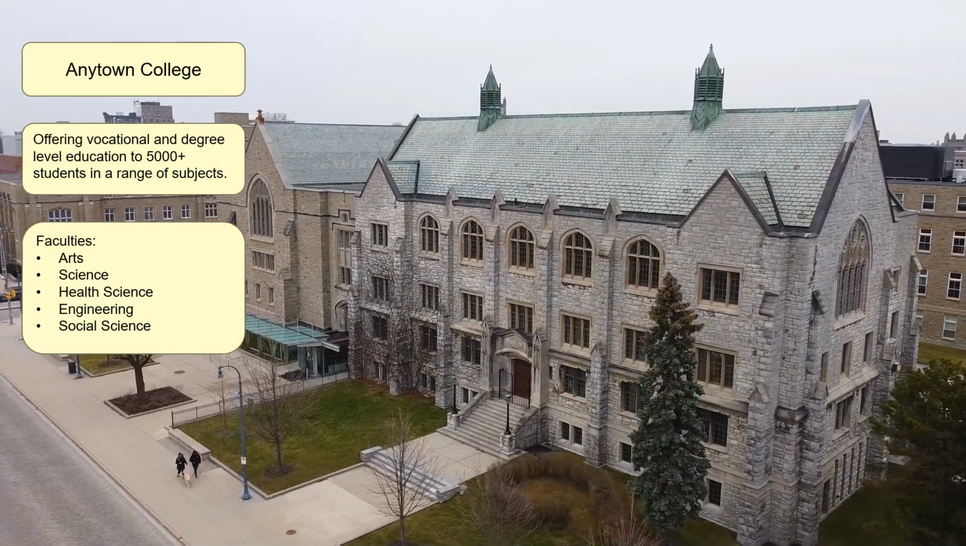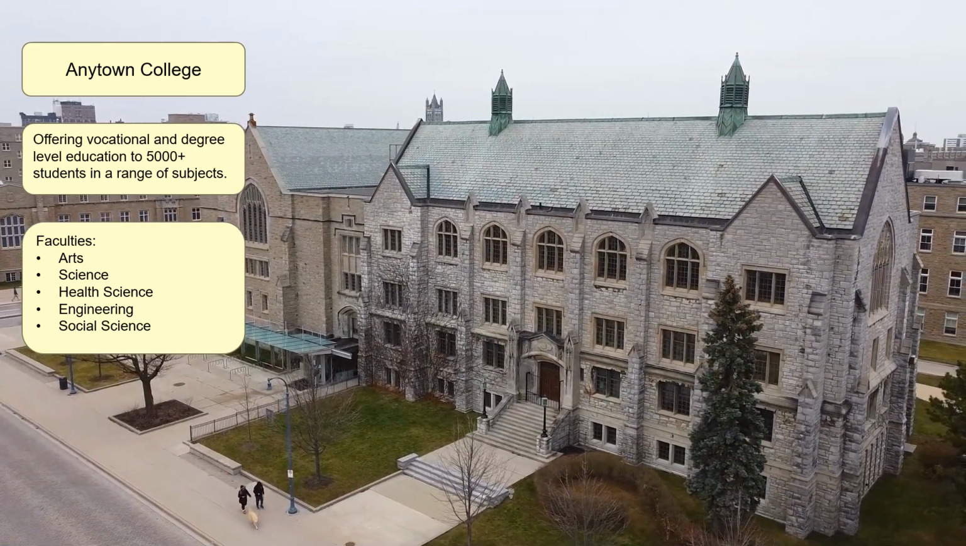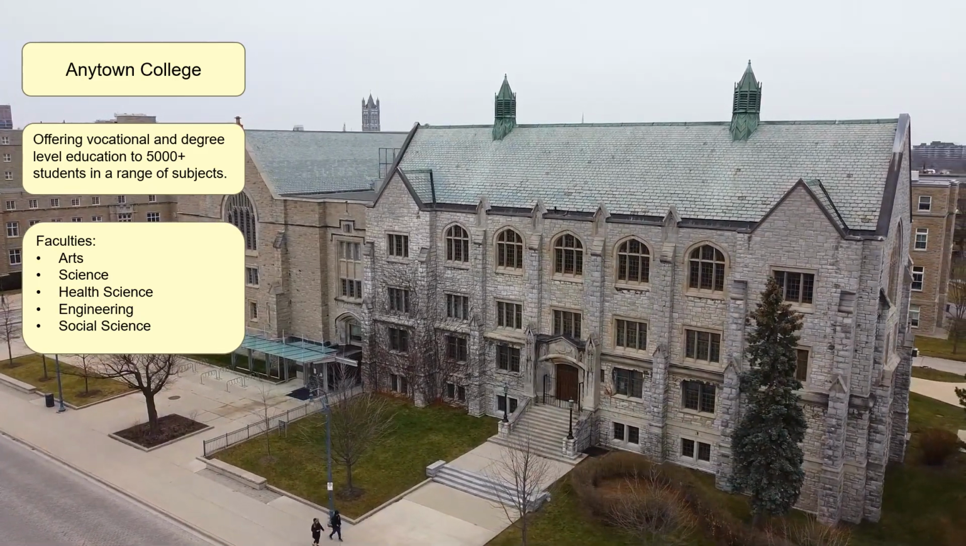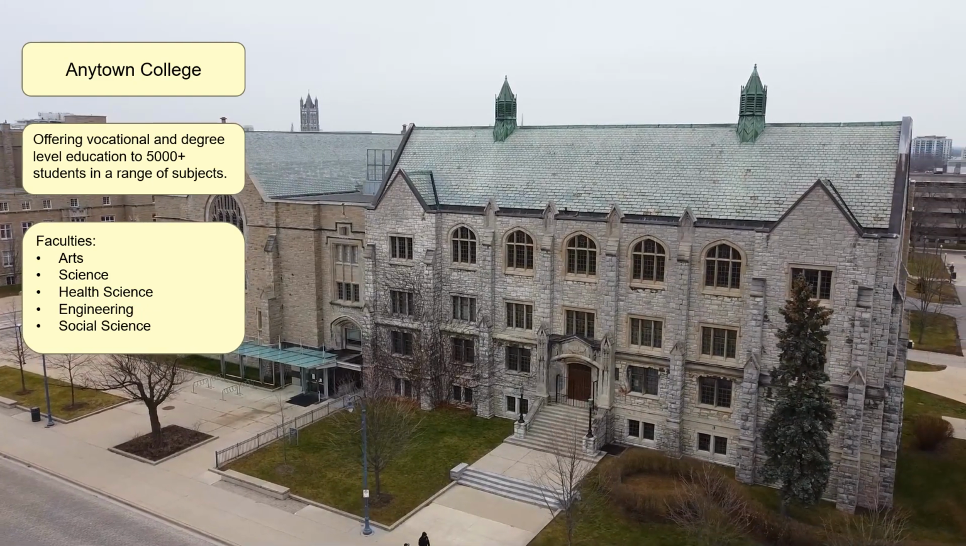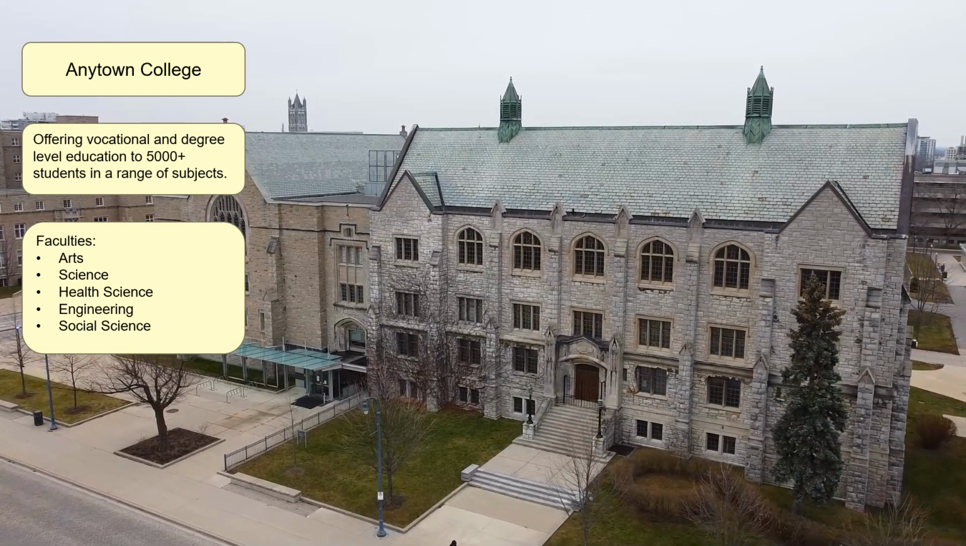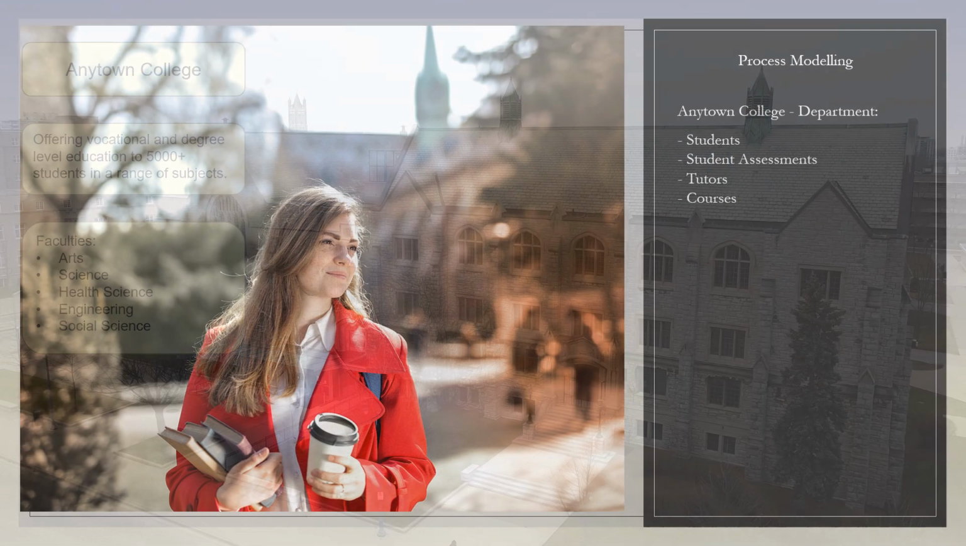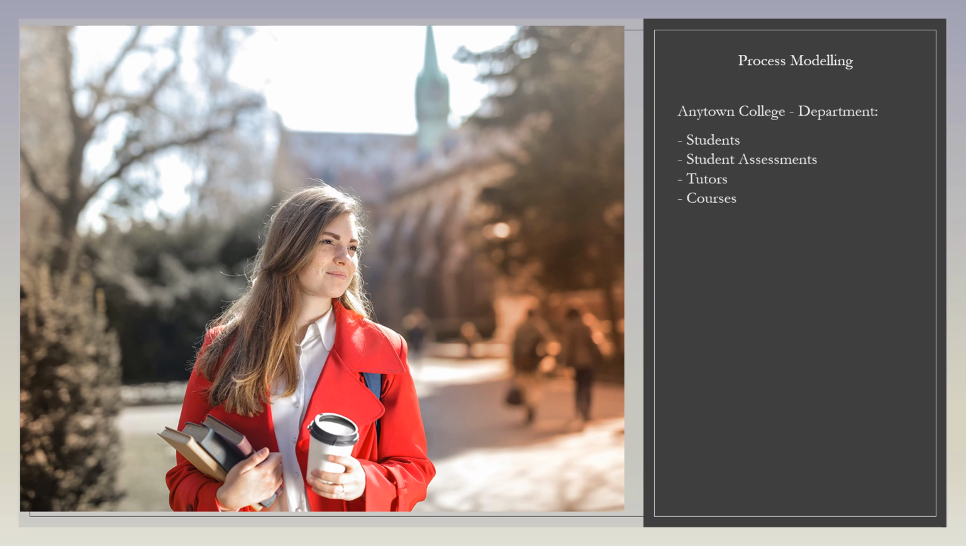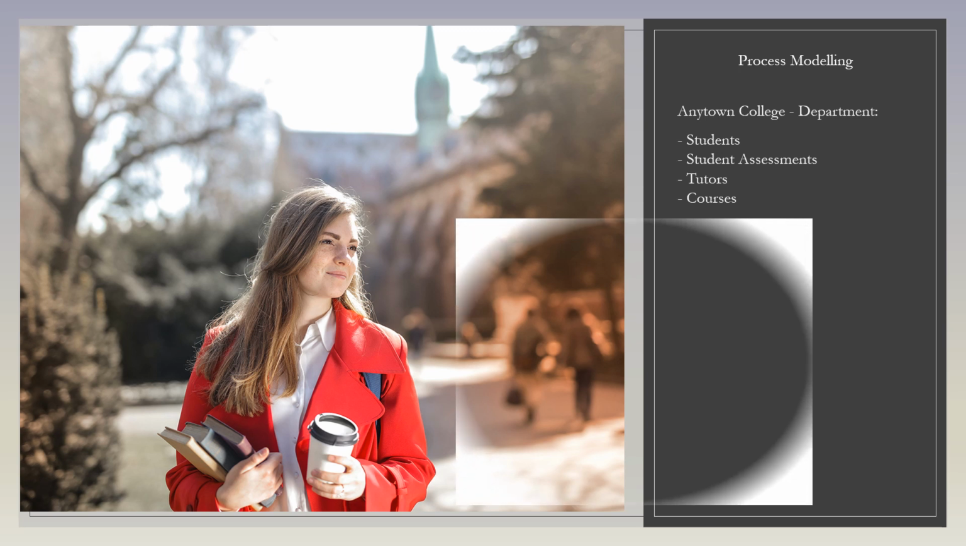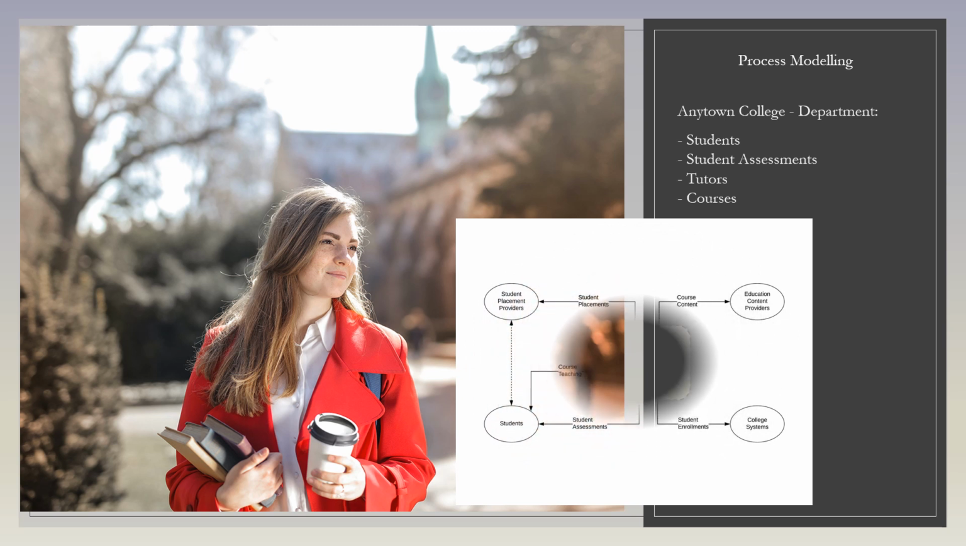The case study is based on the college scenario. Anytown College offers education to over 5,000 students in a range of subjects across 5 faculties. This example is at departmental level rather than across the whole college, so it focuses on business processes within a department relating to the education of students, student assessments, tutors, and courses.